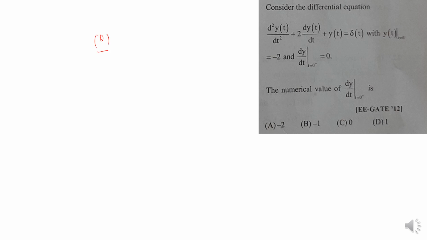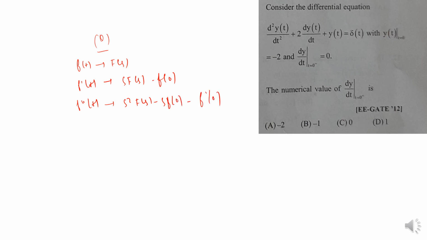We know if f of t gets transformed to F of s, then f dash of t gets transformed to s into F of s minus f of 0, and f double dash gets transformed to s square into F of s minus s into f of 0 minus f dash of 0. So these are all the basics required for solving this problem. Now let us come to the problem and try to solve it.